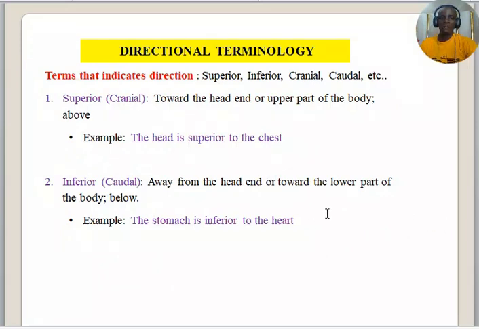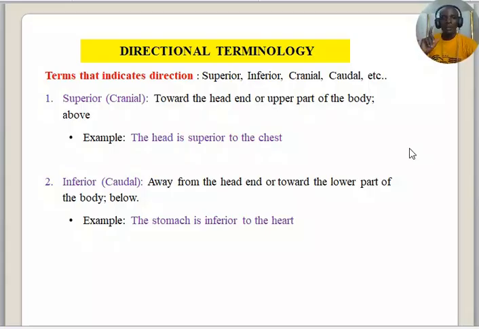We look at the terms that indicate directions, where we look at the superior, inferior, cranial, caudal, etc. So now when you look at the superior, which at times is referred to as cranial, it means towards the head end or upper part of the body. So, for example, the head is normally superior to the chest. Of course, the head is at the top of the chest. Therefore, the head is superior to the chest, and the chest is inferior to the head.